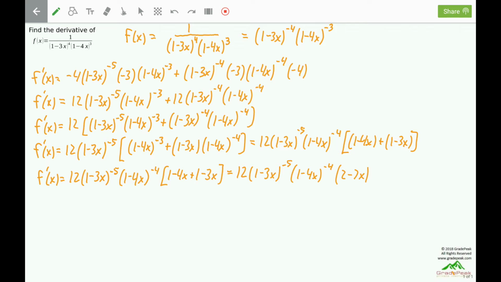The last thing we can do with this, those negative exponents can move to the denominator to become positive exponents, and that's how the final derivative form will look. So we will have remaining in the numerator a 12, that's not going to move, and a 2 minus 7x, that's not going to move. Neither of those were to a negative exponent. And then the entire thing over, and we're going to move the 1 minus 3x to the denominator, and it will now be to the positive 5th power, and a 1 minus 4x to the denominator, and it will now be to a positive 4th power in the denominator. There's our derivative f prime of x.